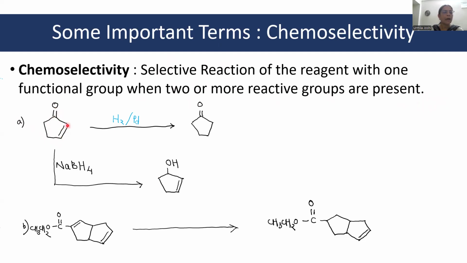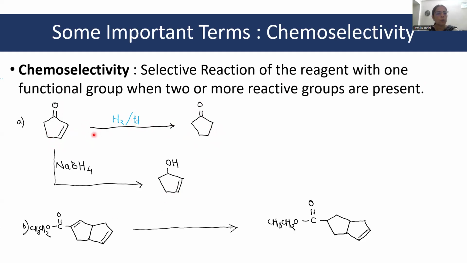This is an alpha beta unsaturated ketone where there is an alkene and there is also a carbonyl group. When you treat this with sodium borohydride, it is the ketone that gets reduced and you get the corresponding alcohol. The alkene is intact. But when you treat it with hydrogen over palladium, it is the alkene that gets reduced, keeping the ketone intact. So, selective reaction of the reagent with one functional group.